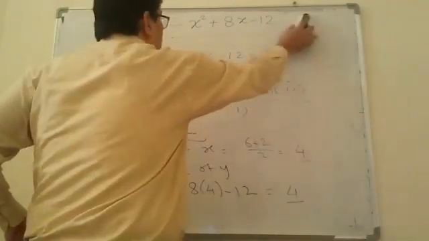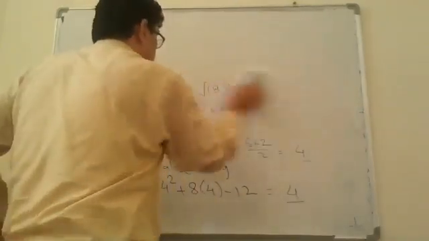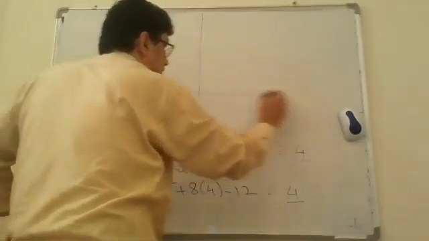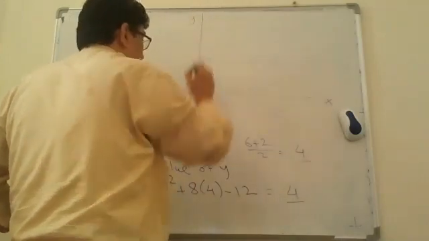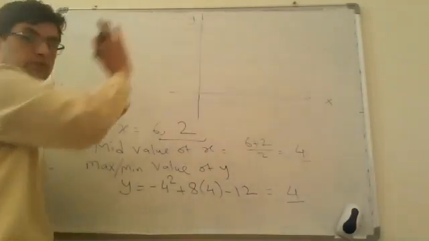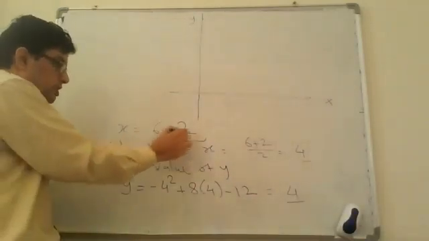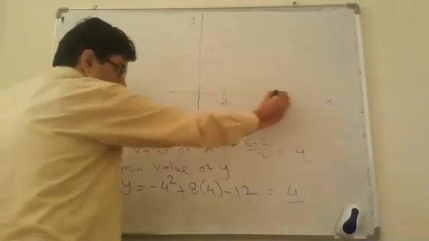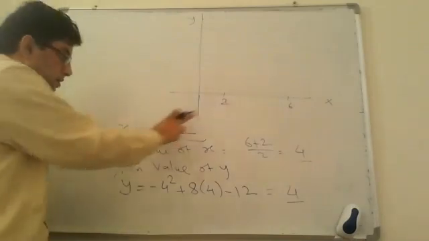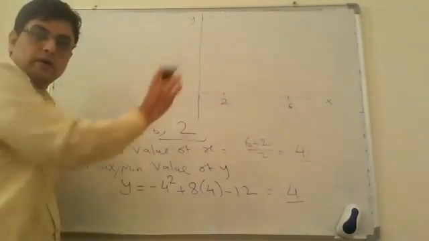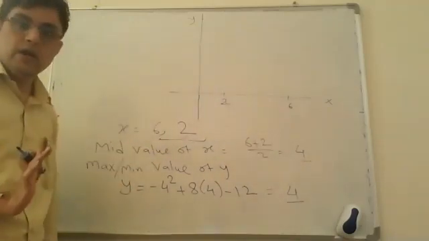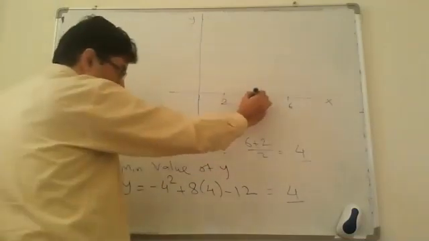Now draw the quadratic equation. This x, this y. What two values? 6 and 2. Maybe x here 2 and here 6. Draw or mention the two values of x here on this line. Then the middle value 4. Middle may be here.